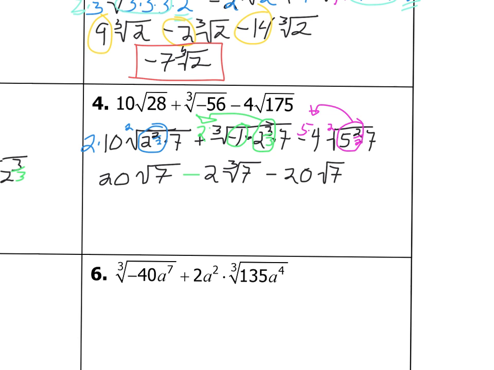So then my like radicals are the square roots of 7s right here and here. And so notice that I have a positive 20 and a negative 20. So the positive 20 and the negative 20 are going to cancel with each other. They're opposite signs. And then this is going to end up being my answer right there. So my answer is -2 cube root of 7. Final answer.